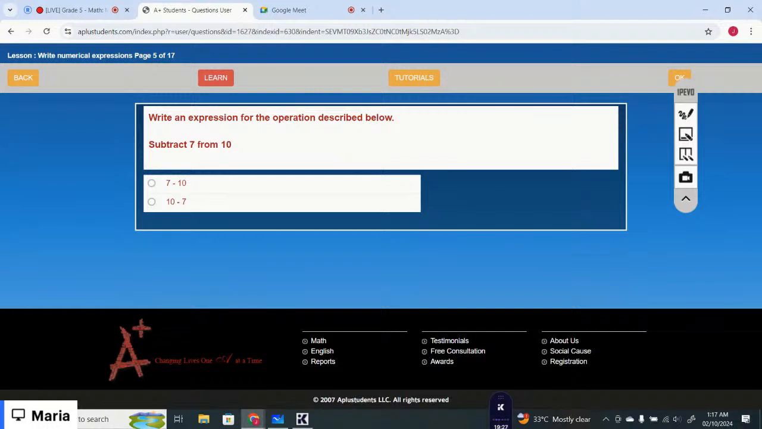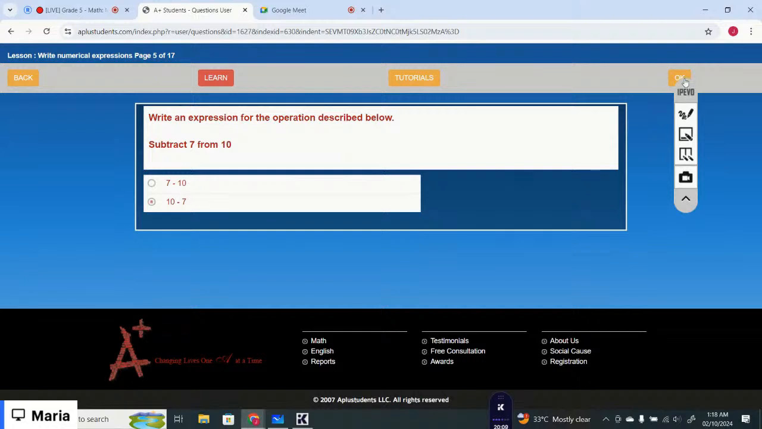Okay, the next one is write an expression for the operation described below. Subtract 7 from 10. So which is the correct option, one or two? Subtract 7 from 10. That means you need to subtract 7 out of 10. So you can do 10 minus 7. Option number 2 is the correct option.